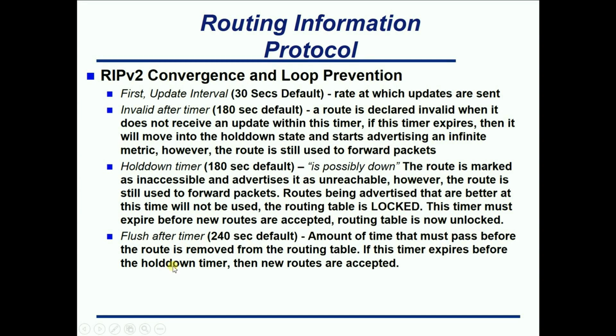Now I'm going to start telling my neighbors that it is unreachable, so I'm going to start advertising with a metric of 16. This locks down the routing table for that route. No other routes are accepted until this hold down timer expires. However, this is where the flush after timer comes into play.